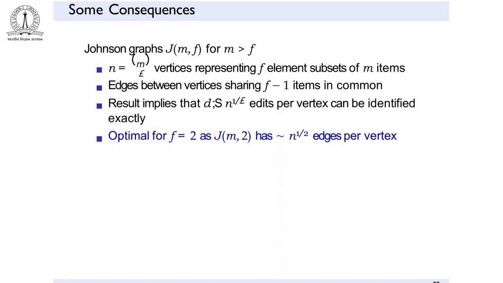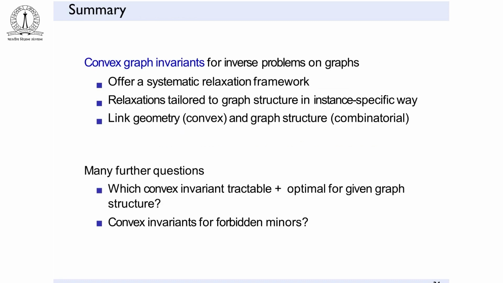Okay, so let me wrap up. I talked about convex graph invariants. I think it offers a systematic way to think about convex relaxations for hard inverse problems on graphs. If you look at some of the proofs of these theorems, there are very interesting links between geometry, convex geometry in particular, where vertices, boundary structure of a convex set and so forth, and graph structure, which is inherently combinatorial.